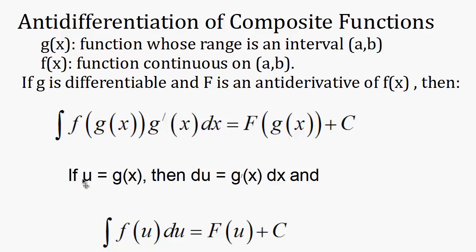And what we're going to do with substitution is, if we let u equal g of x, that allows us to rewrite this composite function as a simpler function f of u. If we let u be equal to g of x, then we took the derivative of that, du would be equal to g prime of x dx. So therefore, we could write the integral of f of u du equals capital F of u, the antiderivative of f of u, plus c. This u substitution allows us to take a more complicated situation here with a composite function and simplify it by making a substitution.